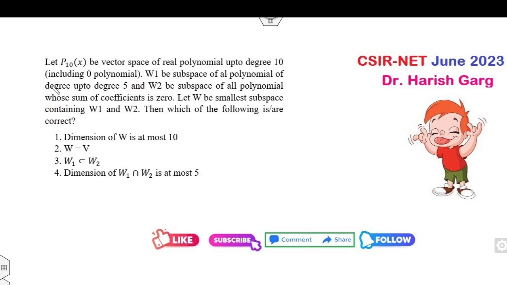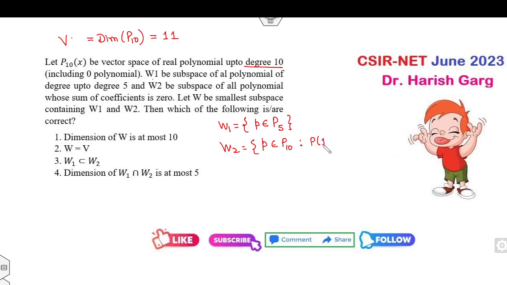चलिए अगला देखते हैं. P of 10 is the polynomial of degree 10. Can you find the dimension of the P10? This is my 11. This is my V. W1 is a polynomial of degree up to the 5, collection of all those polynomials of degree 5. W2 is the subspace of all those polynomials of the P10 such that sum of the coefficient is my 0. That means P of 1 is 0. Fine. Sum of the coefficient means when you substitute 1 for x.